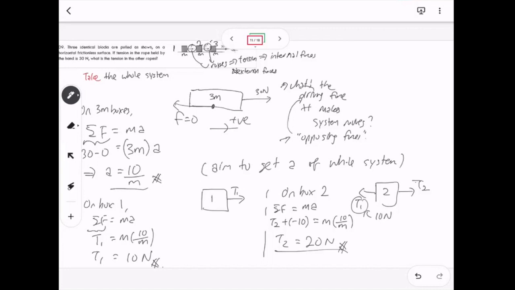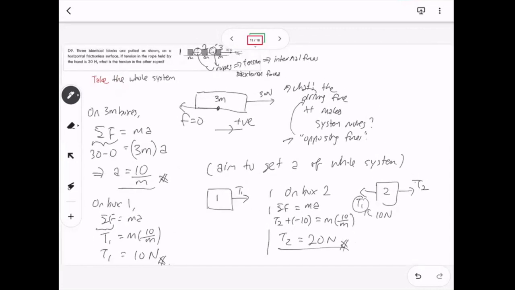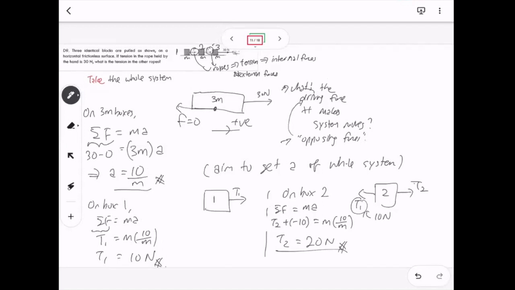So I will sum this up. This technique can be used for D10 and D11. In summary, when faced with a multi-object system, the first thing you do is aim for the acceleration value of the whole big system. Then whatever smaller forces you want to find, just keep applying the second law on the smaller objects, on box 1, on box 2, for example.